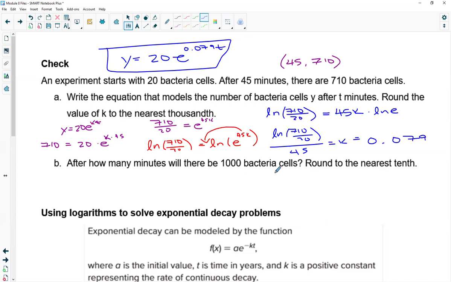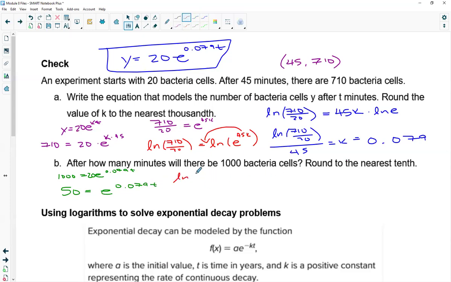And then we want to find out after how many minutes the bacteria will have 1,000 cells. Let's set y equal to 1,000. It will be 20 e to the 0.079t. Let's go ahead and divide by 20. Dividing by 20, we're left with 50 equals e to the 0.079t. Let's take a natural log of both sides.